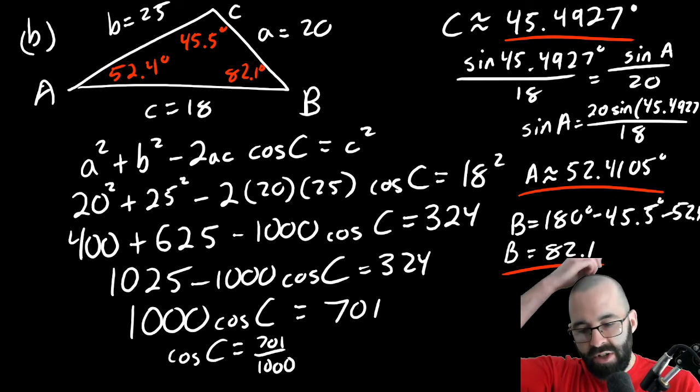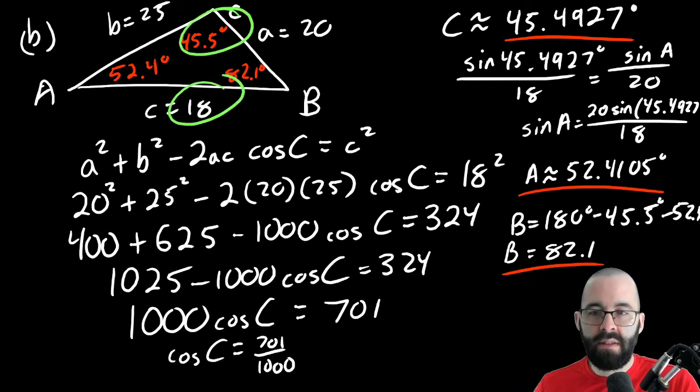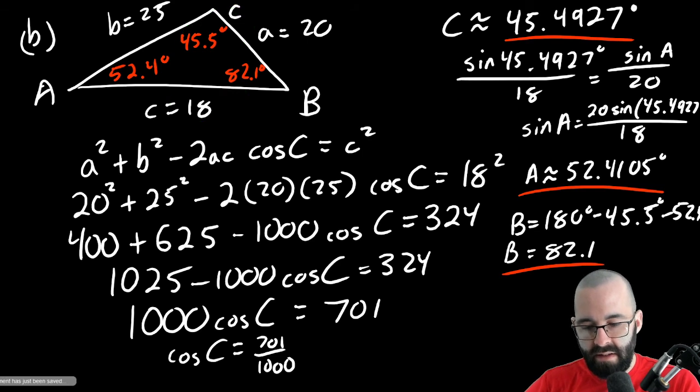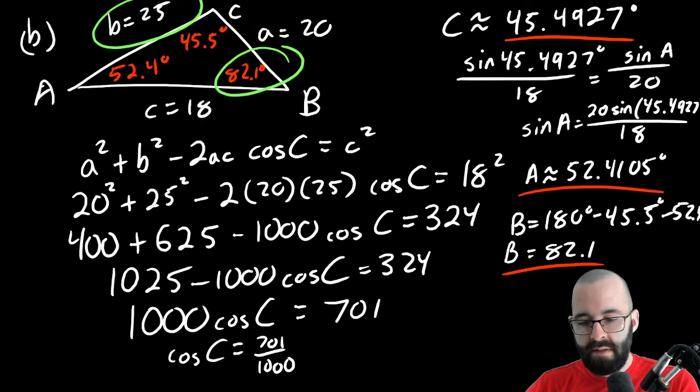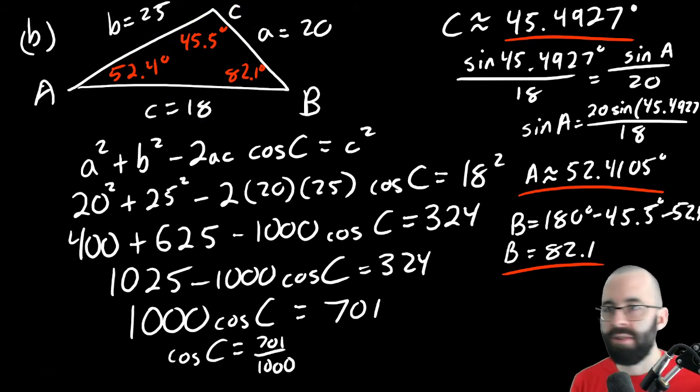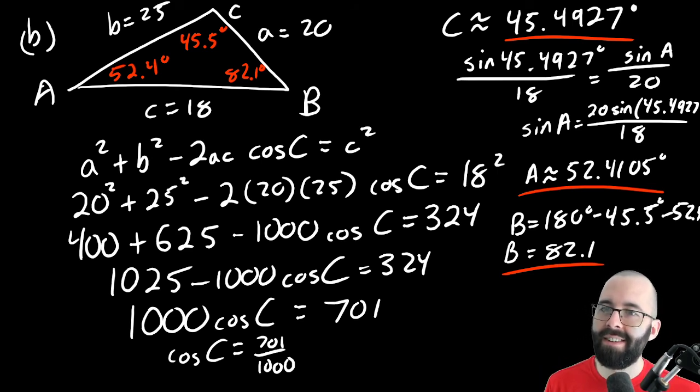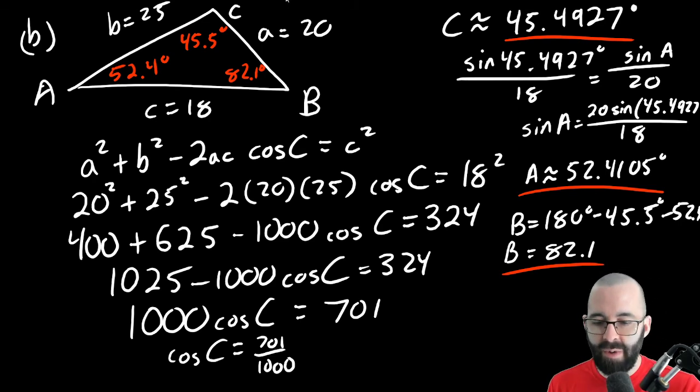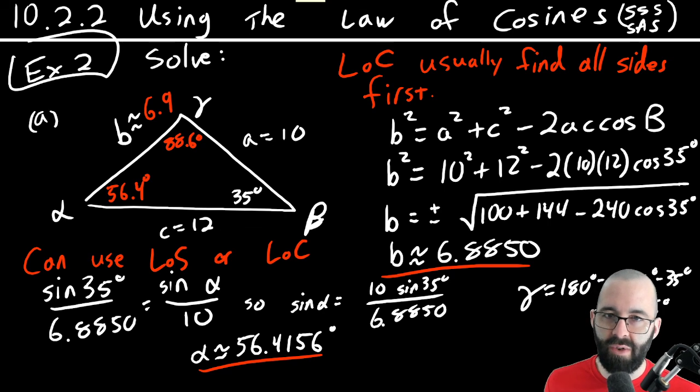Let's do our final little gut check. Smallest angle, smallest side, biggest angle, biggest side. Do all of our angles add up to 180 degrees? Hopefully. 134.5 plus 45.5, yeah, there we go. Great. And that's how you use the law of cosines.